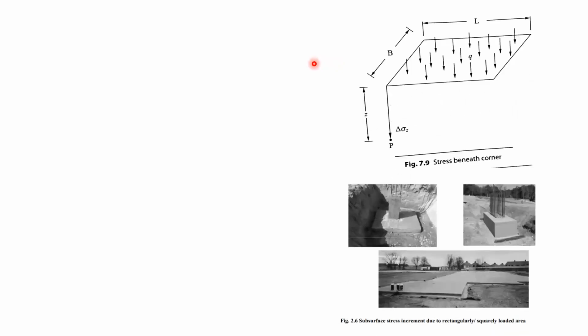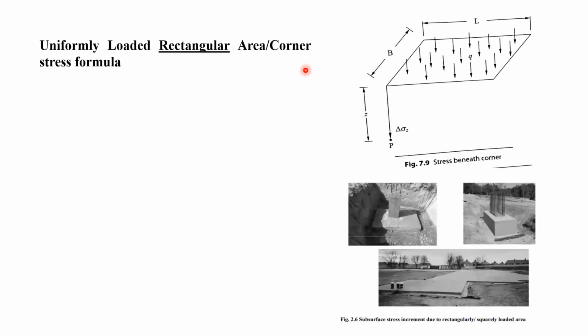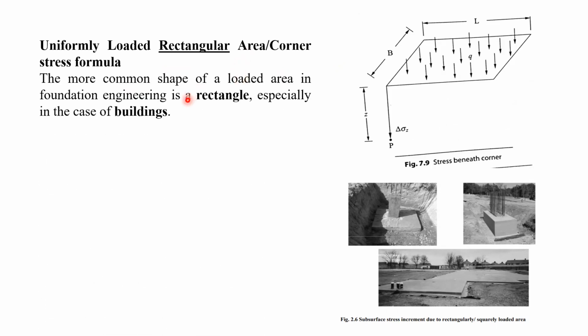So today we shall talk about another topic, that is the uniformly loaded rectangular area, or corner. It is also called the corner stress formula. The more common shape of a loaded area in foundation engineering is a rectangle, especially in the case of buildings. You can see this is a column footing, right? This is a column footing. This is also a column footing, right?